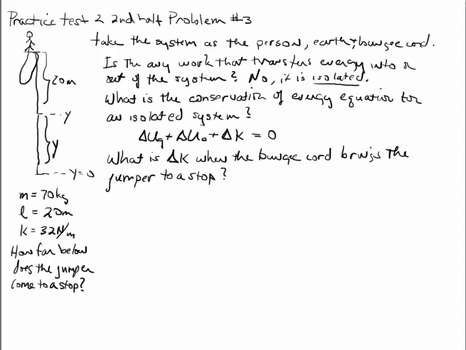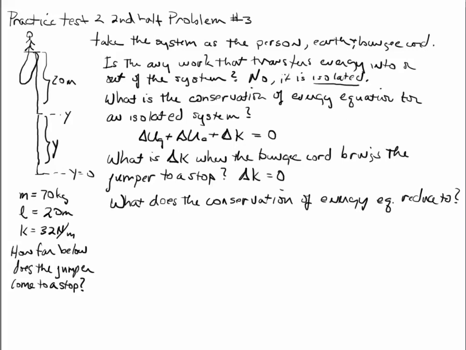What is delta K when the bungee cord brings the jumper to a stop? Of course, delta K is zero. What does the conservation of energy equation, this equation here, reduce to in the case of delta K equals zero? Of course, the change in gravitational potential energy plus the change in elastic potential energy has to equal zero.